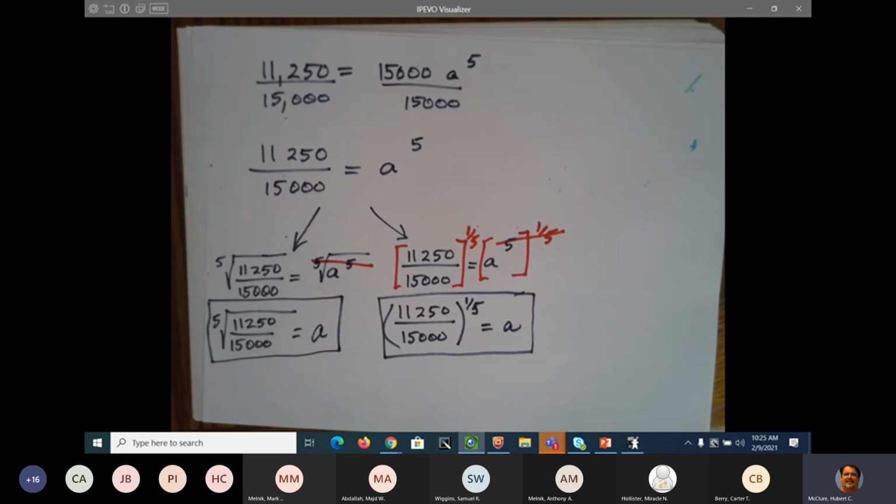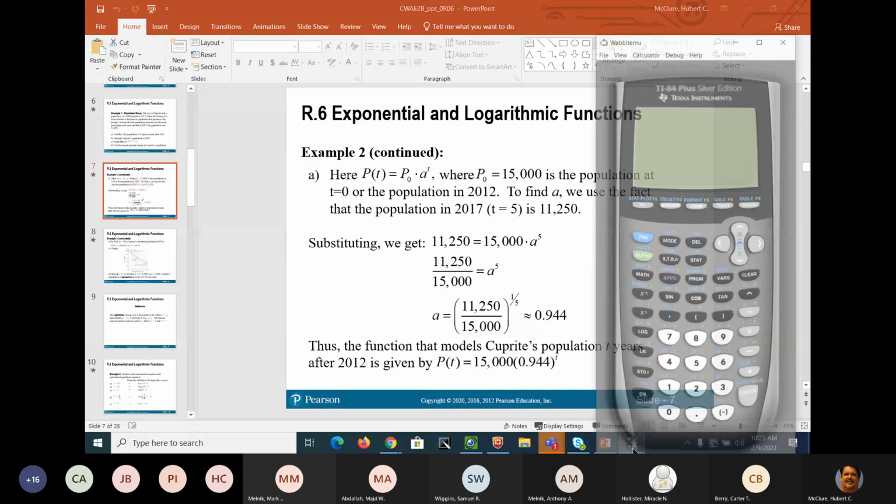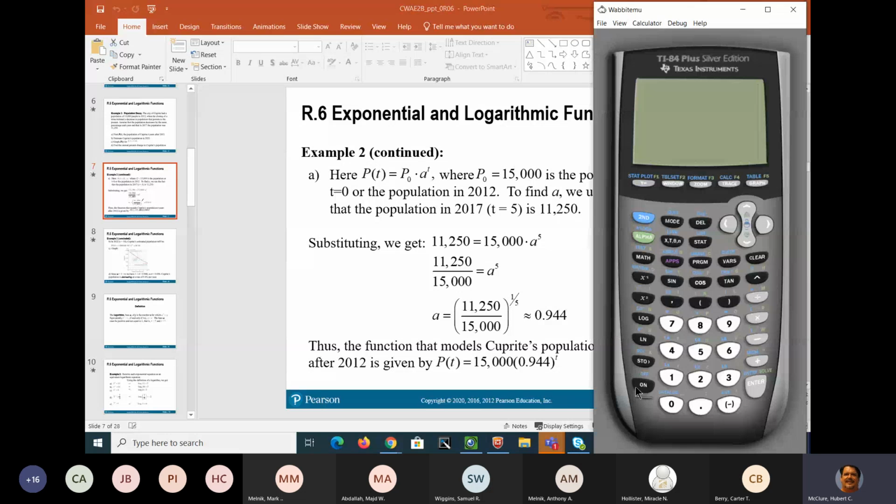And that gives you, and I'm just going back to the slide because they're going to do the calculation. There it is. 0.944. I think that's what they come out with. Do it on your calculator. And how do you do that on your calculator? Well, let me show you. I'm trying to take this from the perspective that we have some people in here that haven't had algebra in a while.